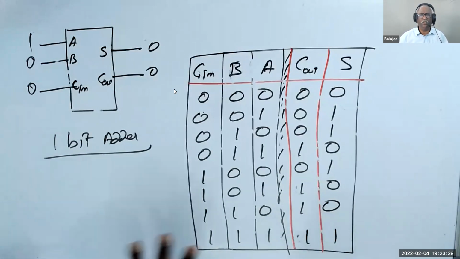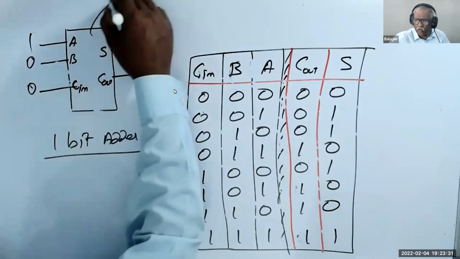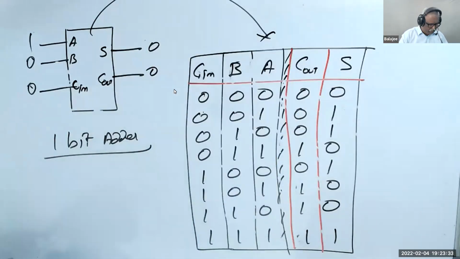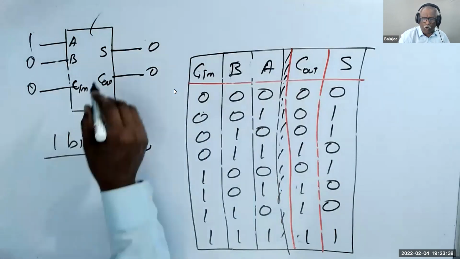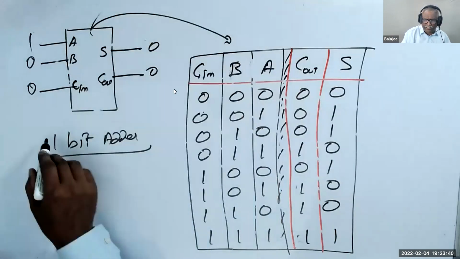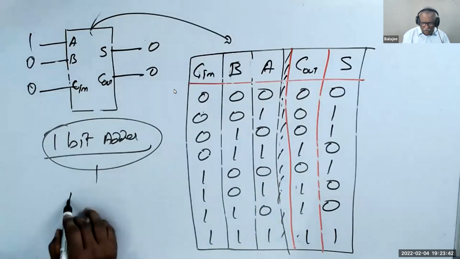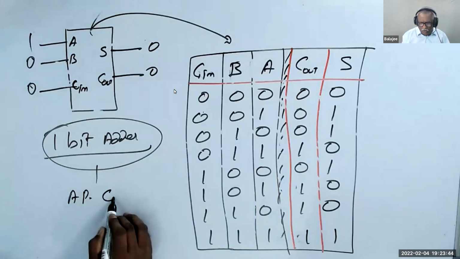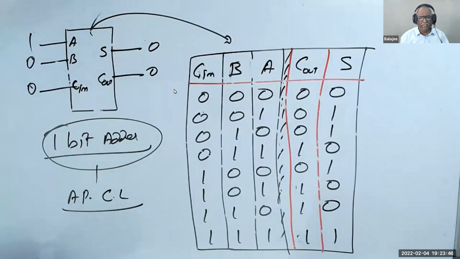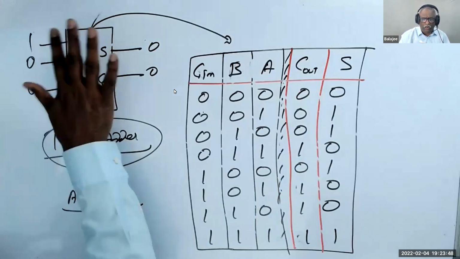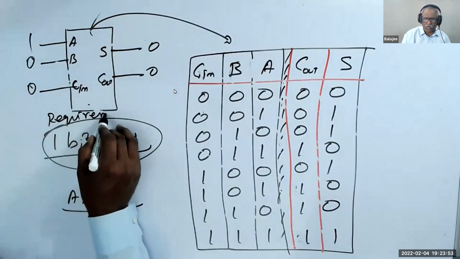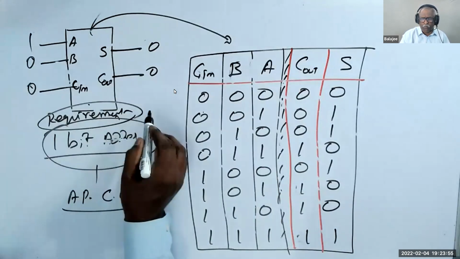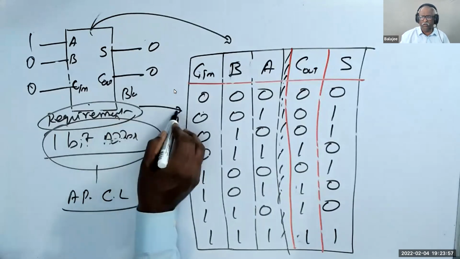Do you understand this? Do you know how to get from here to the table? That is very important. You should be able to draw the table. This is the requirement, the 1 bit adder. The application of combinational logic is the 1 bit adder. Do you understand the 1 bit adder requirement? This is called the requirement, this is the block diagram, and this is the table, called the truth table.